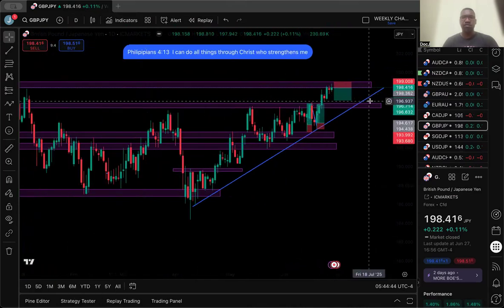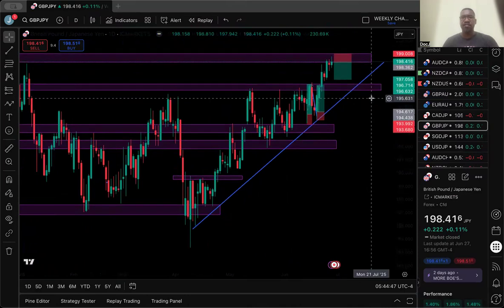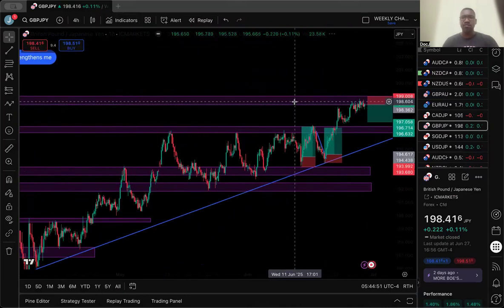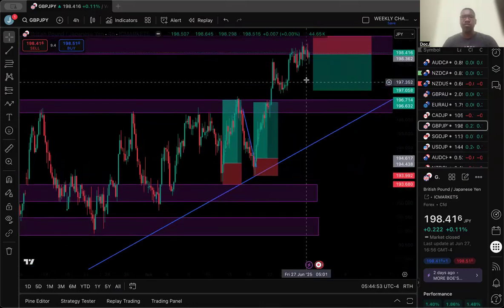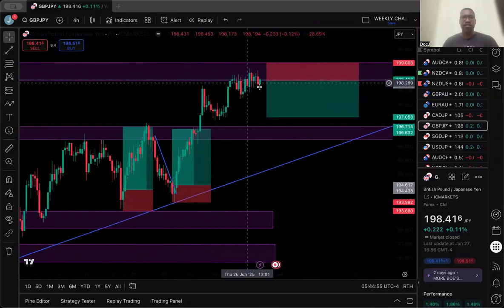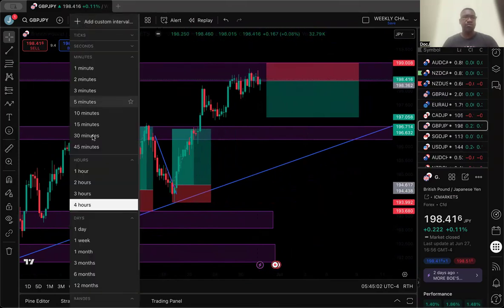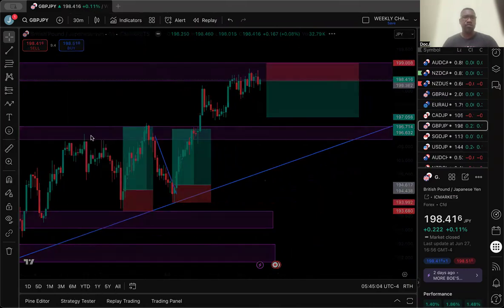Counter trend trade. Price is at the area, so I'm looking for signs that price will reject the area. At this point, you can see price accumulating at this level. I want to see price. Let me move a little lower for you guys. Let's go to 30 minutes.